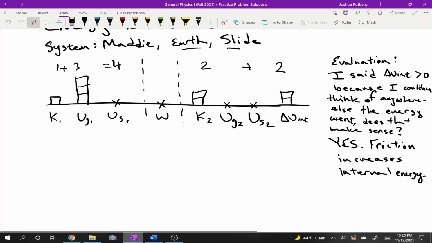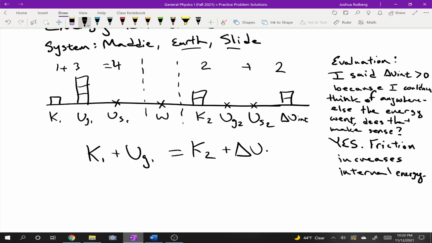Now, let me turn my bar chart into an equation. I have 1 plus 3 is equal to 2 plus 2. So my kinetic energy at the beginning plus my gravitational energy at the beginning is equal to my kinetic energy at the end plus the change in internal energy. That's the equation that I'm getting directly from my bar chart. Remember, this is part of why we draw bar charts, to get an equation that we can then use to get more mathematical answers.